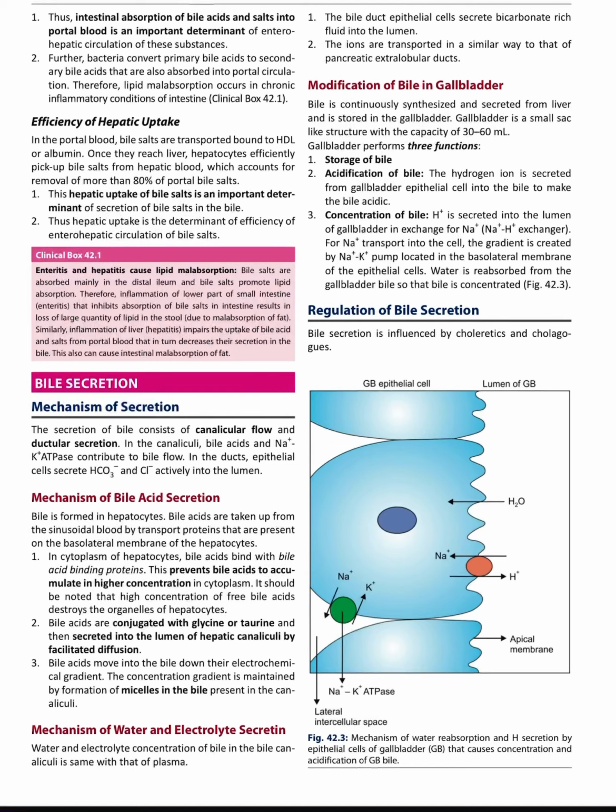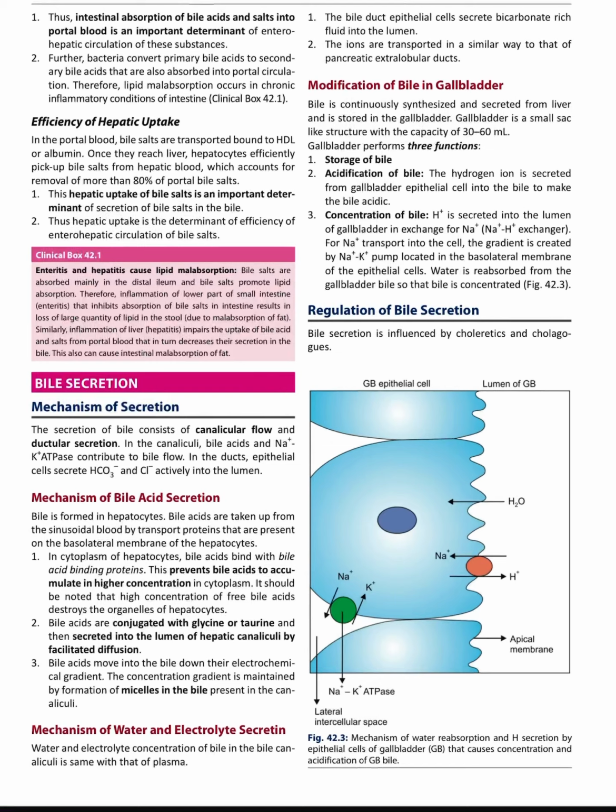Bile acid are conjugated with glycine and taurine and then secreted into the lumen of hepatic canaliculi by facilitated diffusion. Bile acid moves into the bile down the electrochemical gradient. The concentration gradient is maintained by formation of micelles in the bile present in the canaliculi.